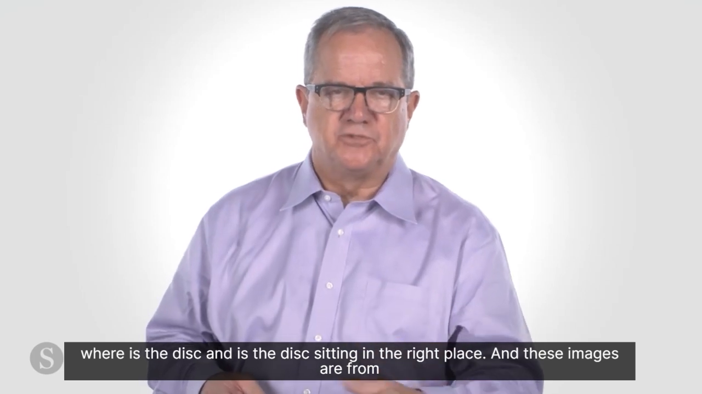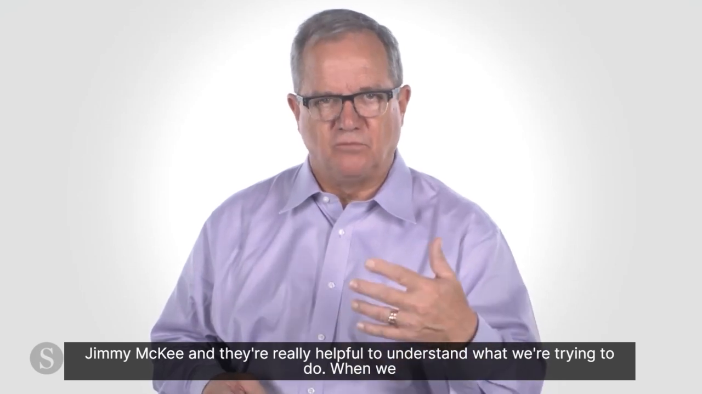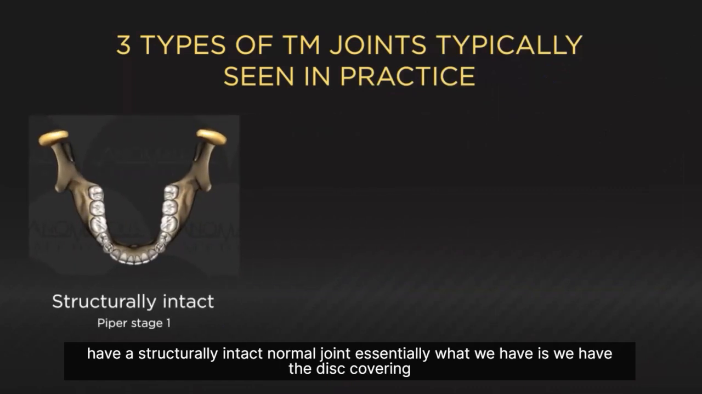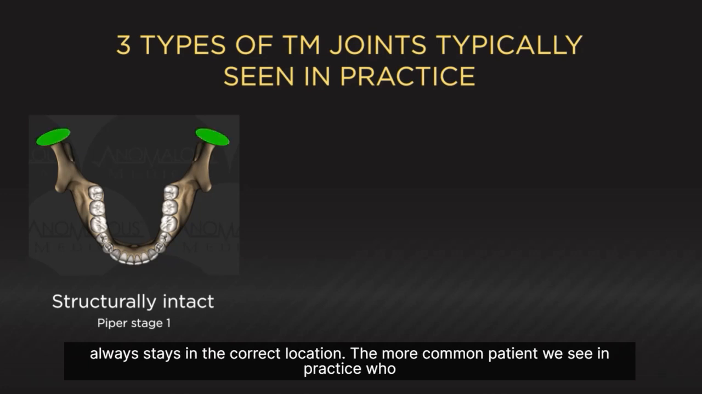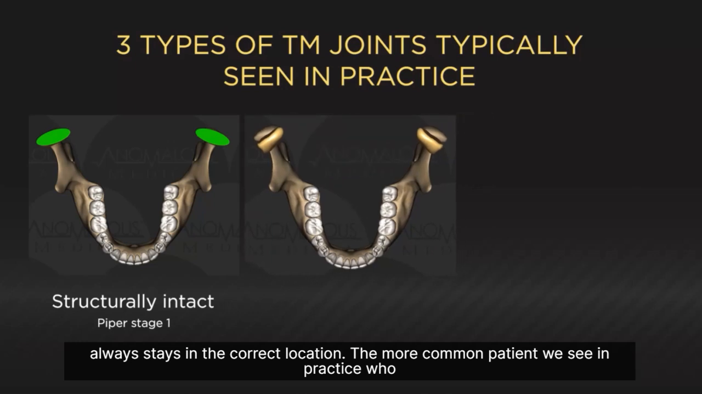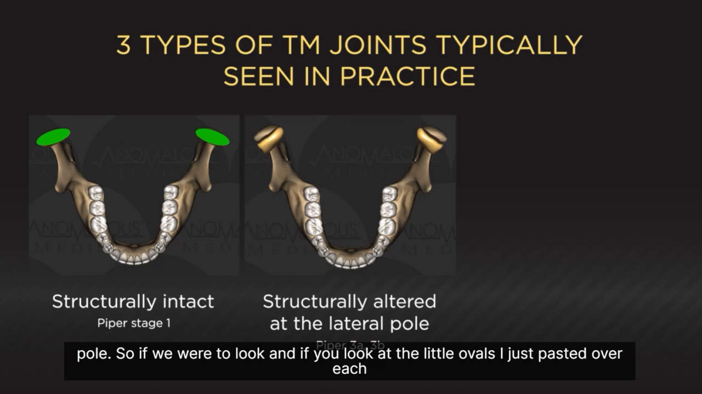And these images are from Jimmy McKee, and they're really helpful to understand what we're trying to do. When we have a structurally intact normal joint, essentially we have the disc covering the medial and lateral part of that condyle. And as the patient opens and moves, the disc always stays in the correct location. The more common patient we see in practice who has clicking and popping has what we'll describe as a structurally altered disc at the lateral pole.